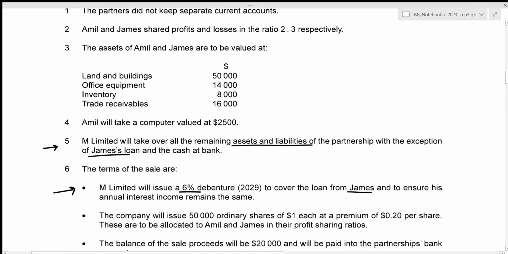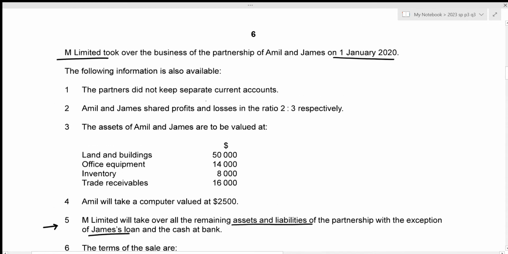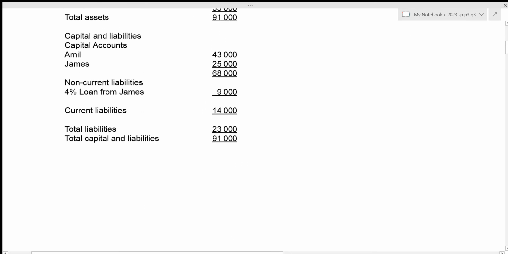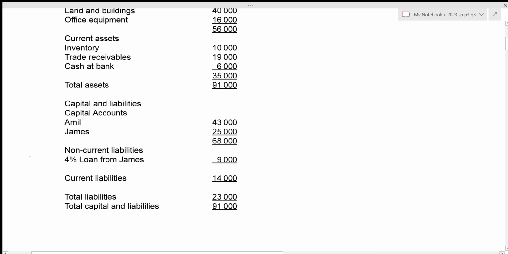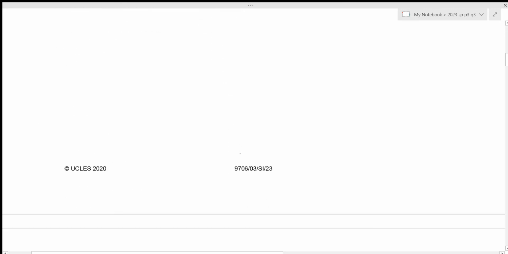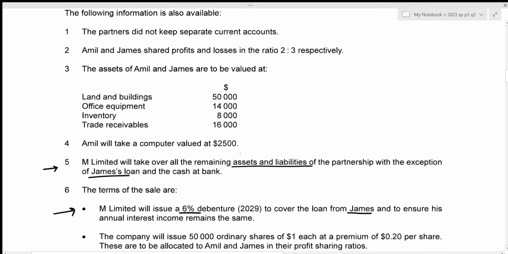I think we're given information regarding James' loan in the above statement of financial position. Right here, we can see that this is a 4% loan from James, which is 9,000. And what M Limited is saying is that they will issue a 6% debenture to cover the loan from James, and to ensure his annual interest income remains the same. So let's figure out the interest income for the loan, which was at 4%.